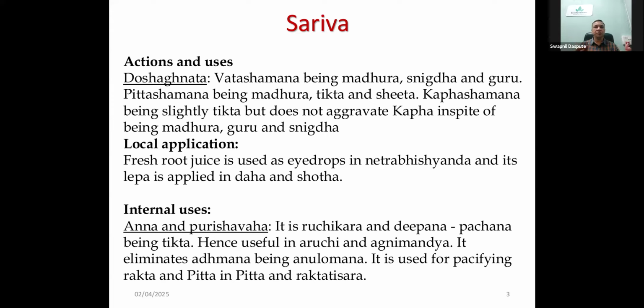A few things which are in the properties are due to the nature of the herb. Okay, where prabhava also at times comes into play.